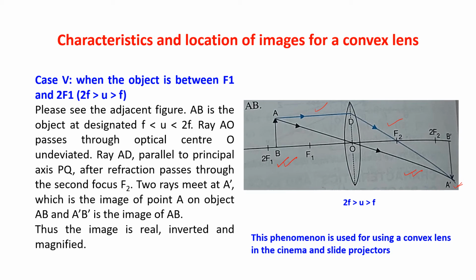Now the size of the image is magnified compared to the object. It is bigger than the object. So we can say that the image is real, inverted, and magnified. This phenomenon is used for using a convex lens in cinema and slide projectors. Clear?